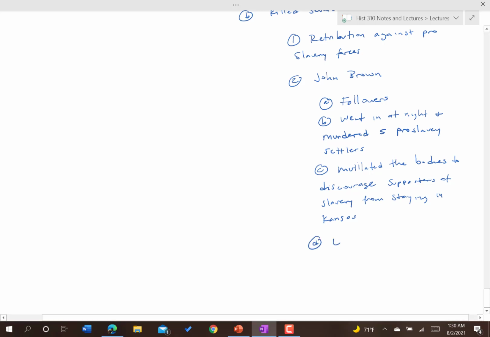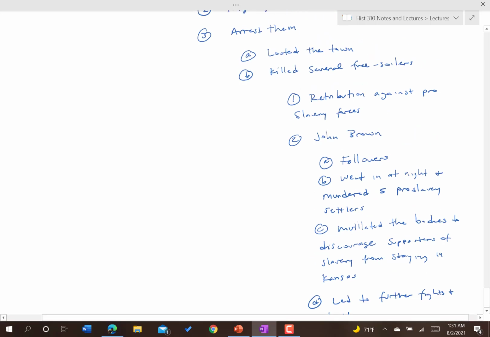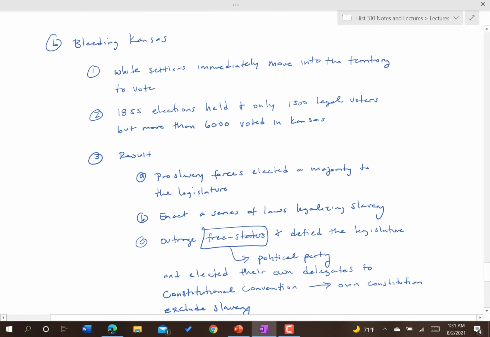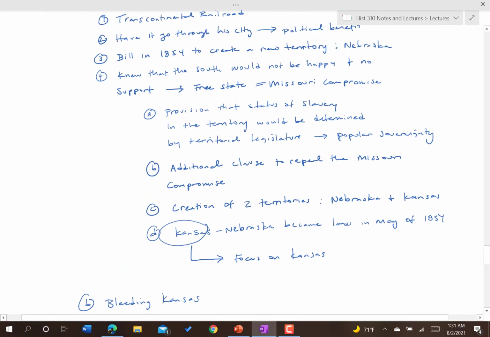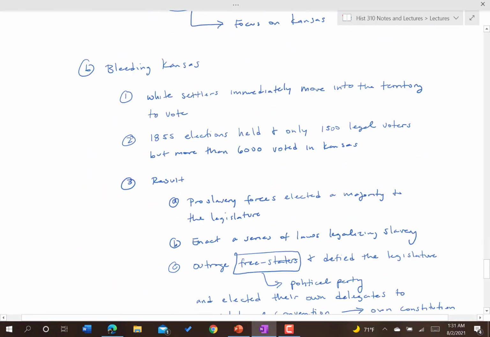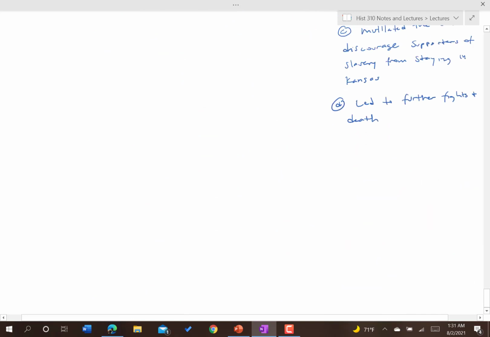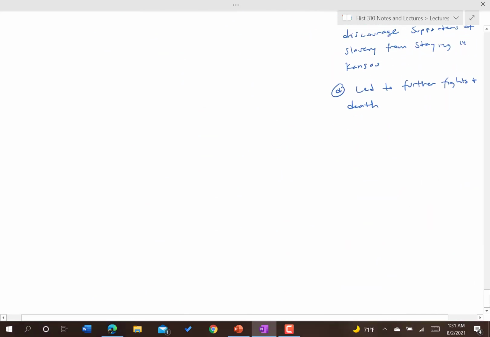Not surprisingly, this led to further fights and death and conflict and all of that. So it created just a domino effect of people murdering and killing each other and attacking and looting and all of that. All right, I'm trying to think of one more thing here. I think we're on 6 here. Let's look at the Dred Scott decision.